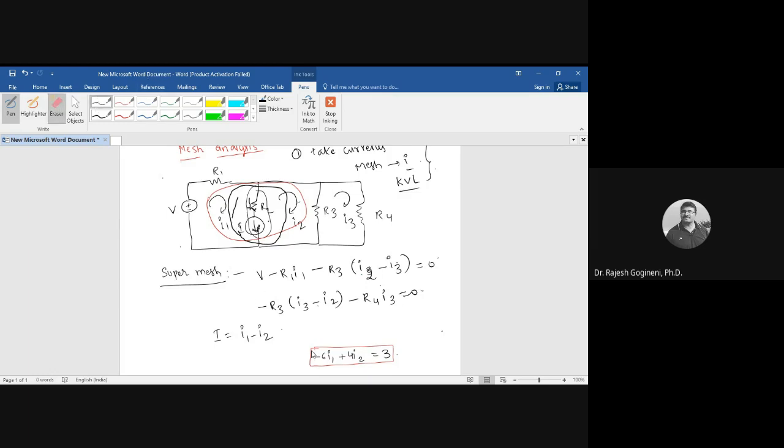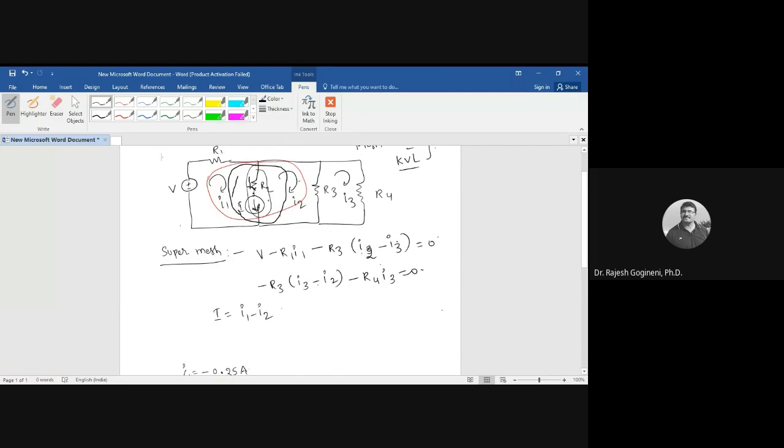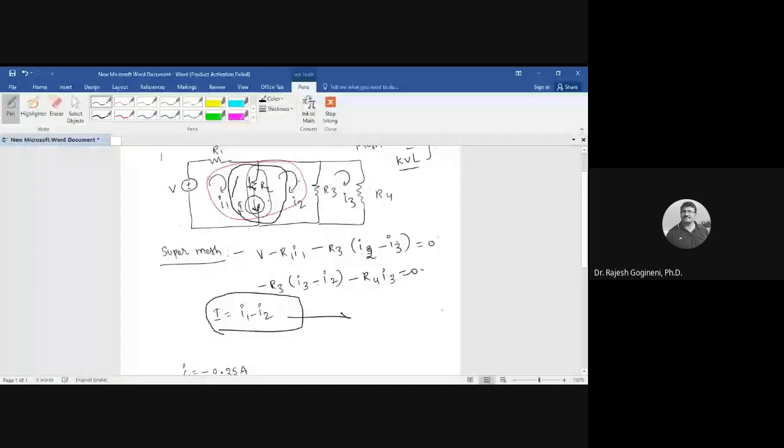Is it clear? Since the direction of I is also in the direction of I1, the current flowing through this branch is nothing but I1 minus I2. So I is equal to I1 minus I2. From this current source branch, wherever the current source is present, we can use a relation which gives the value of I. If you know the value of I and some relation between I1 and I2, we can substitute this value and solve the equations, right?